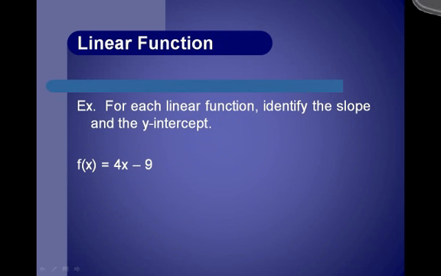Let's do an example. For each linear function, identify the slope and the y-intercept. Well, remember, a linear function is f of x equals ax plus b. The number in front of the x is the slope. The number at the end is the y-intercept. So for the function f of x equals 4x minus 9, the slope, which is the number in front of x, which we'll call a, is 4. The y-intercept, which we'll call b, is the ordered pair 0, -9.